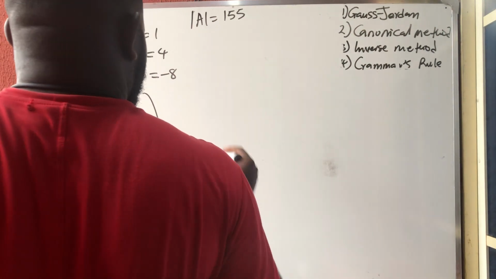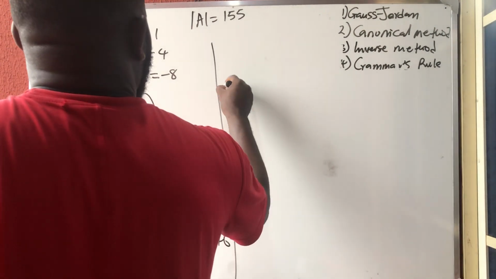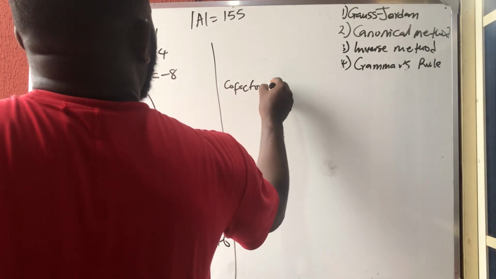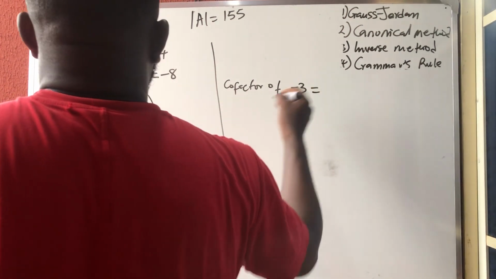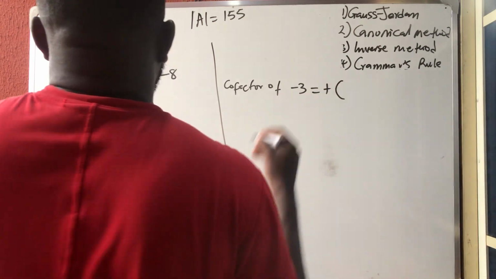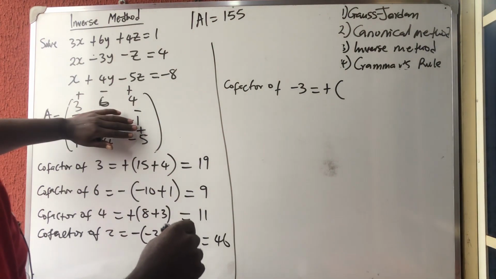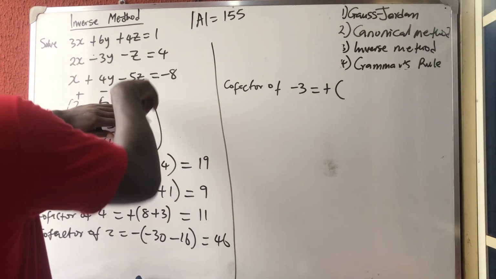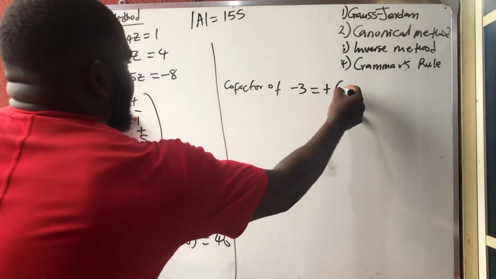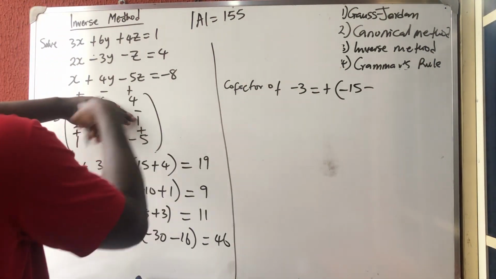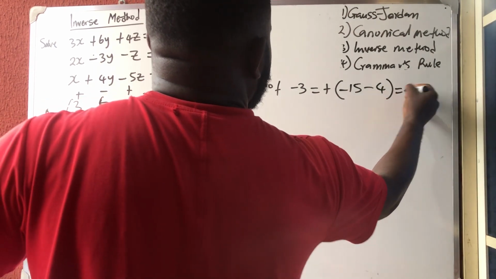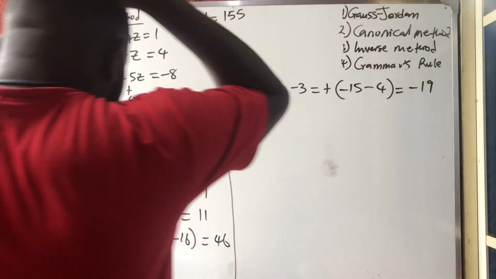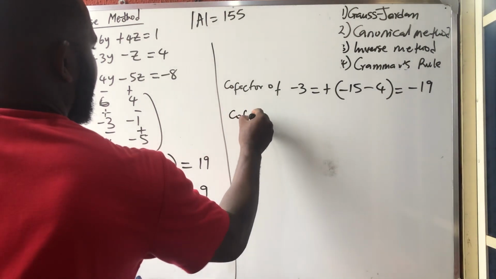Cofactor of the next one is what? Minus 3. Cofactor of minus 3 is plus, so plus in bracket of, I'm closing here, so I'm left with 1 2 3 4. That is 3 times 5 minus 15 minus 4 times 1 4, which will give you minus 19.